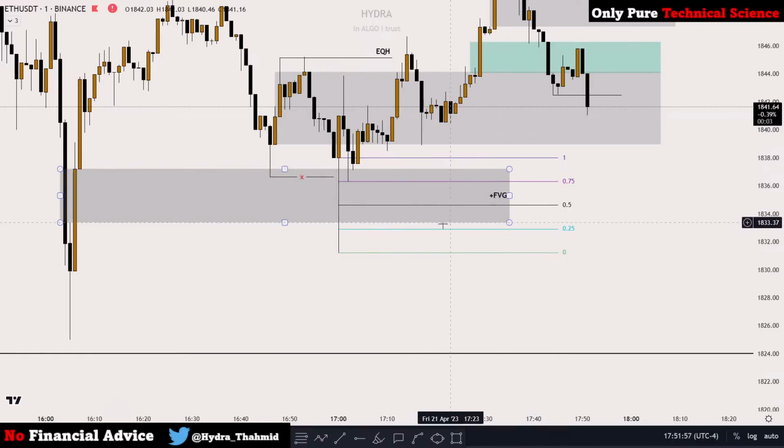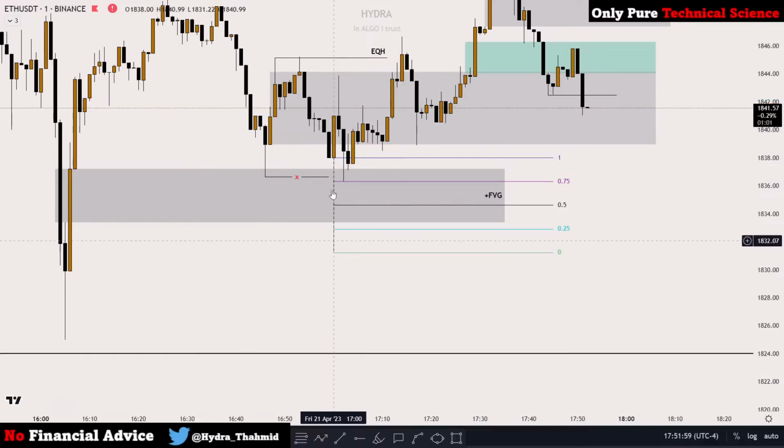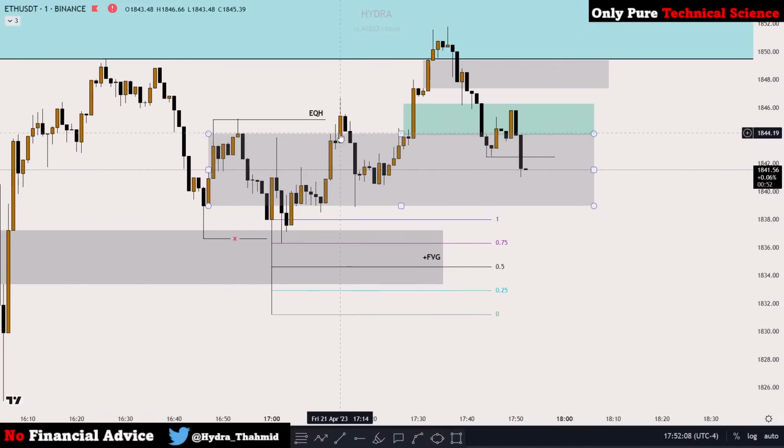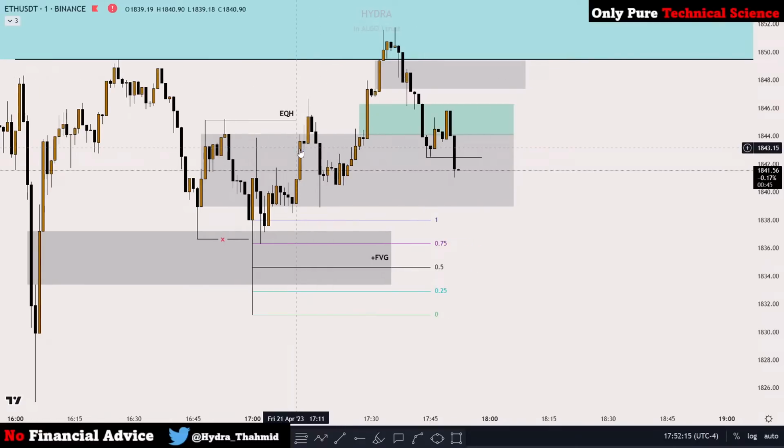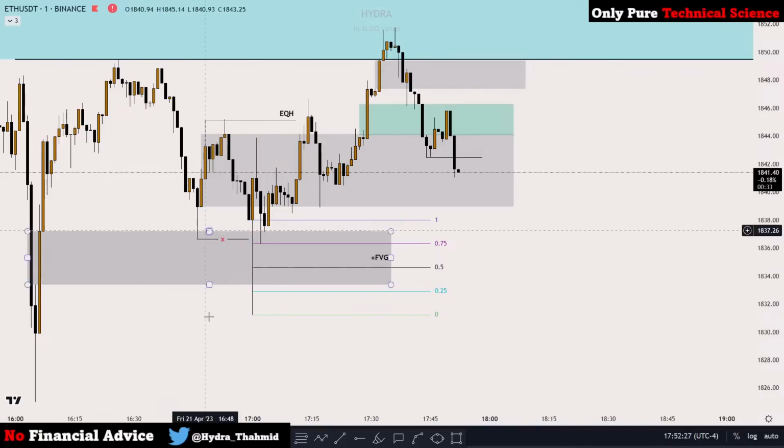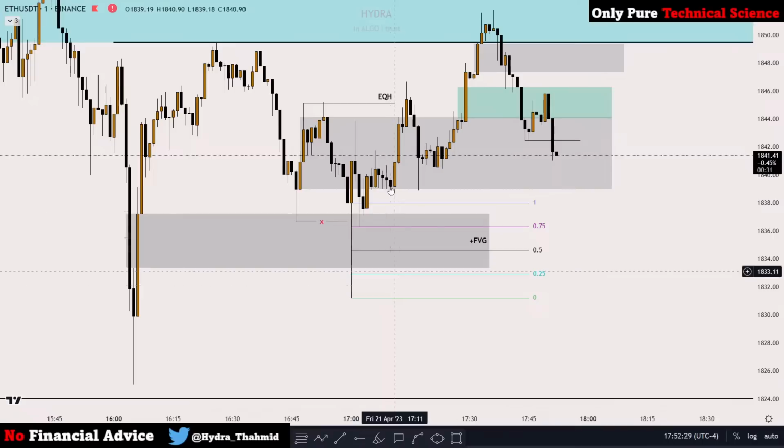Price did respect this fair value gap right here, and you can see that the respect was aggressive. Price came down, did a stop hunt, and went above aggressively. And when price closed the candle's body above the breaker block, that's when I knew that price would hunt buy side liquidity. And that's how I knew, even if price closes a candle's body below the 50% of this fair value gap, my trade idea is still correct, because of the other narratives that I built right here.